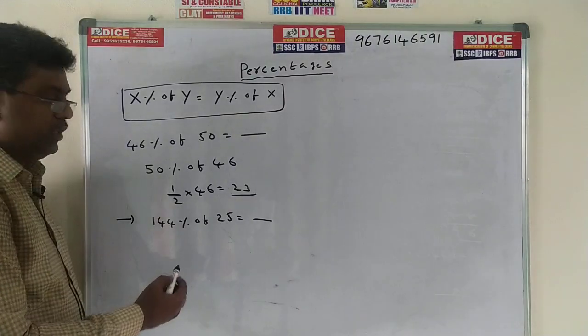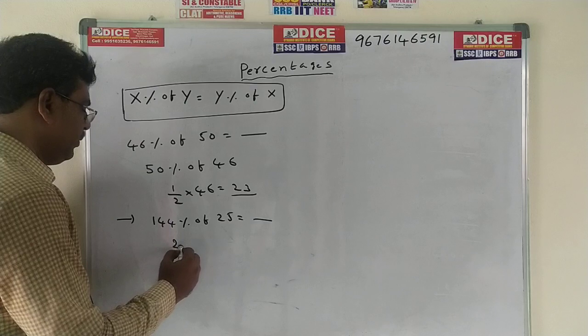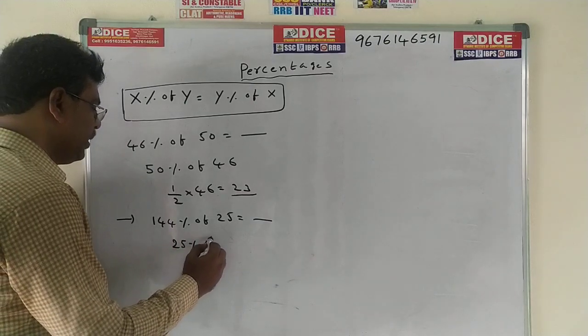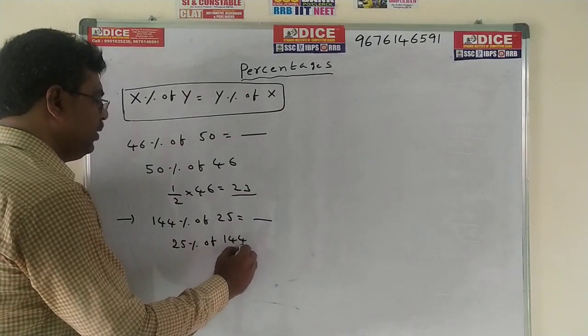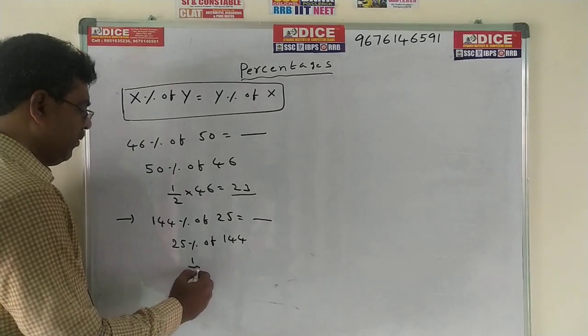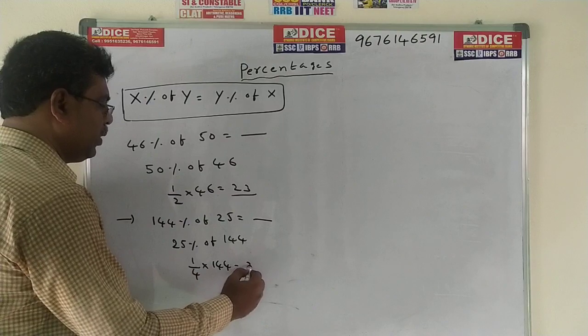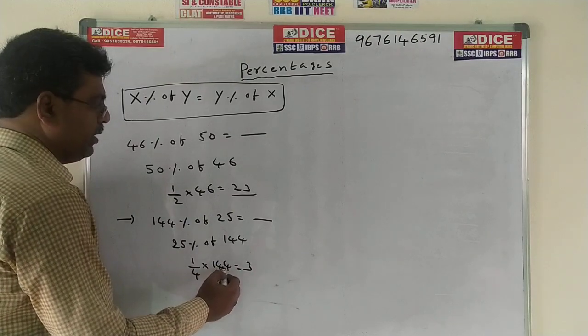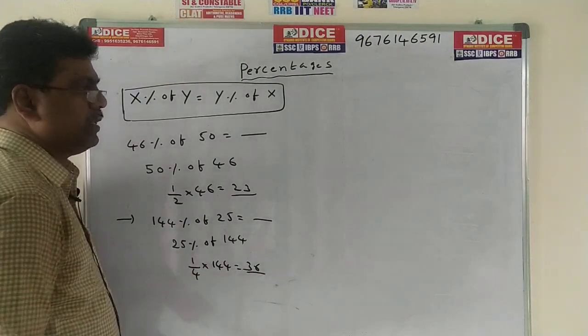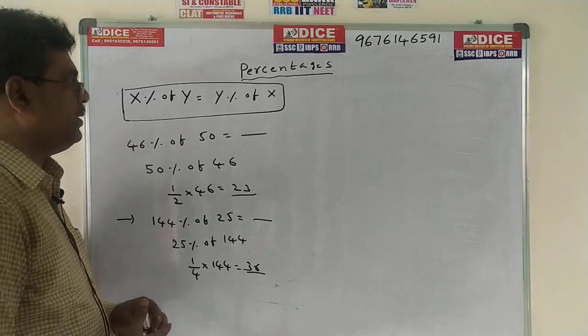Now we can write this one as 25% of 144. The 25% value is nothing but 1 by 4. 1 by 4 into 144. 4 threes are 12, 4 sixes are 24, so the correct answer is 36. 36 is the right answer.